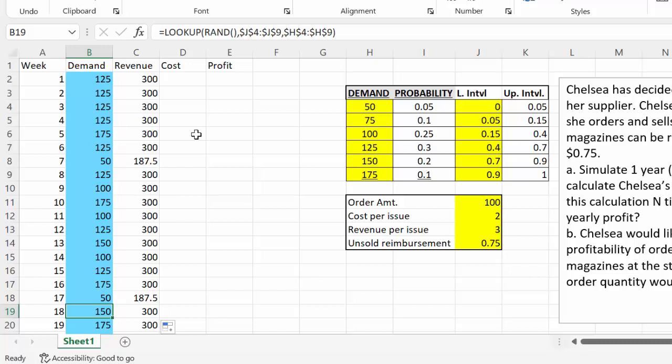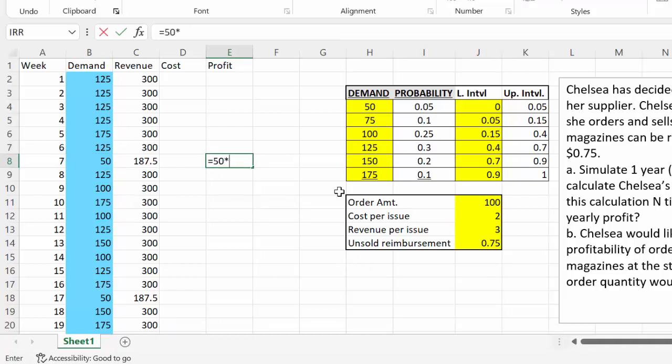Now notice in the areas where, let's say we have 50, is that revenue correct? Well, 50 times 3. We sold all 50 times 3. Again, we'll show that to you.